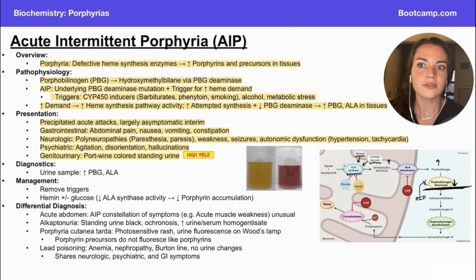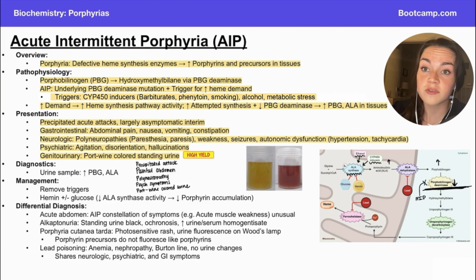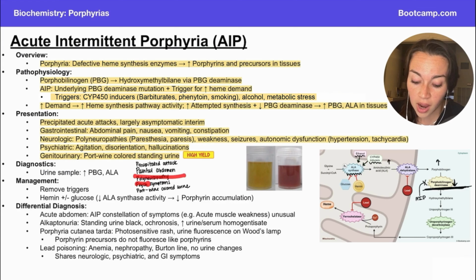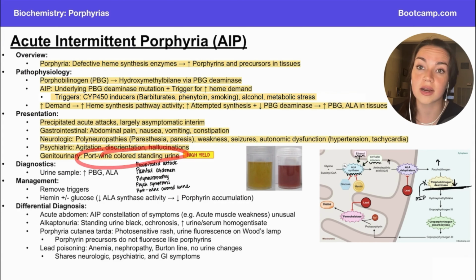So there's a lot of different things and a lot of different systems going on in AIP. The mnemonic to help you remember this is the 5 Ps of AIP. And so the 5 Ps are going to be, this is a precipitated attack. So this comes on acutely. And sometimes in the history, they'll throw you a bone and give you a clue as to what the trigger might have been. Painful abdomen, polyneuropathy, psychiatric symptoms, and this classic port wine colored urine. That's very high yield to know and can help you tell this apart from a lot of other things on your differential.